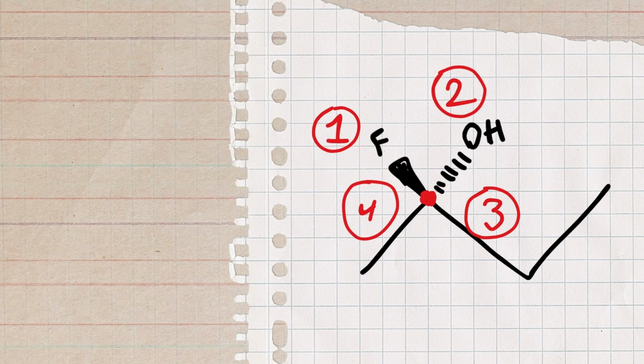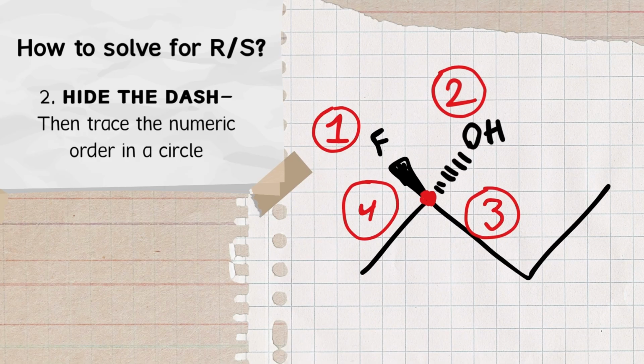Step 2 is to find the spin like a clock. To do that, you must hide the dash and then trace the numbers. Hiding what's in back minimizes any weird out-of-order numbers. In this case, everything's fine. It seems to be in number order already, but very often it'll end up with a weird order.